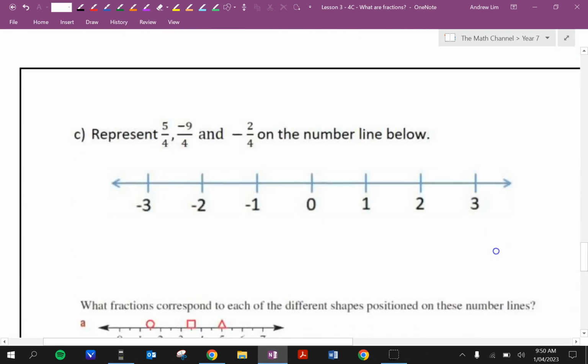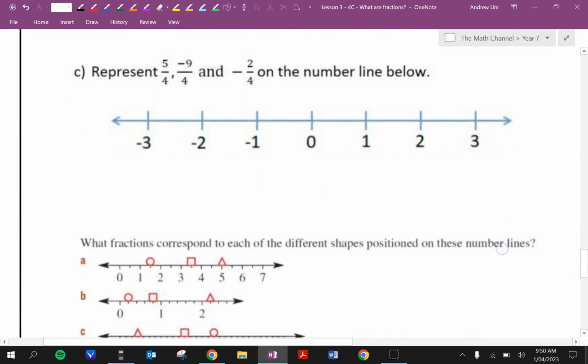Alright. Pause the video and have a go with question C by yourself. Okay, so as we can see here, the denominators of each of these are 4. So we're going to split each whole number into 4 equal parts by drawing 3 lines. So this is what I like to do. I like to go right down the middle, split it into 2 equal halves, and then separate each half.